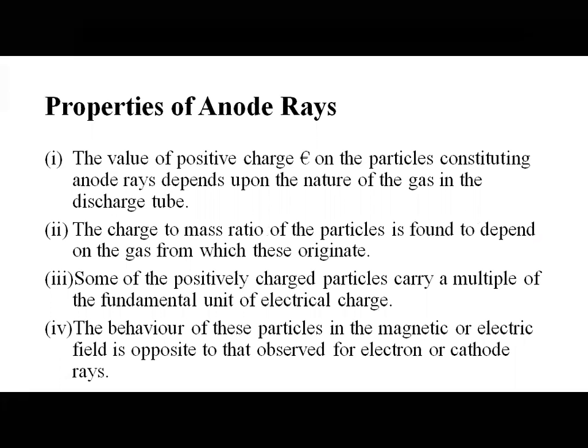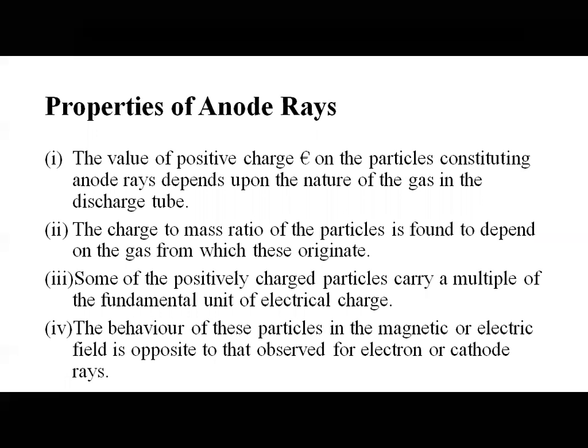The smallest value was obtained for hydrogen gas. He obtained the smallest value for which gas? Hydrogen gas. The charge to mass ratio of the particles is found to depend on the gas from which these originate. It was dependent, not fixed. Like for cathode rays, the e/m value of an electron was 1.75820 into 10 raised to 11 coulombs per kg. It was not fixed for anode rays like this. It was dependent on the gas. You change the gas, the e/m value was changing.